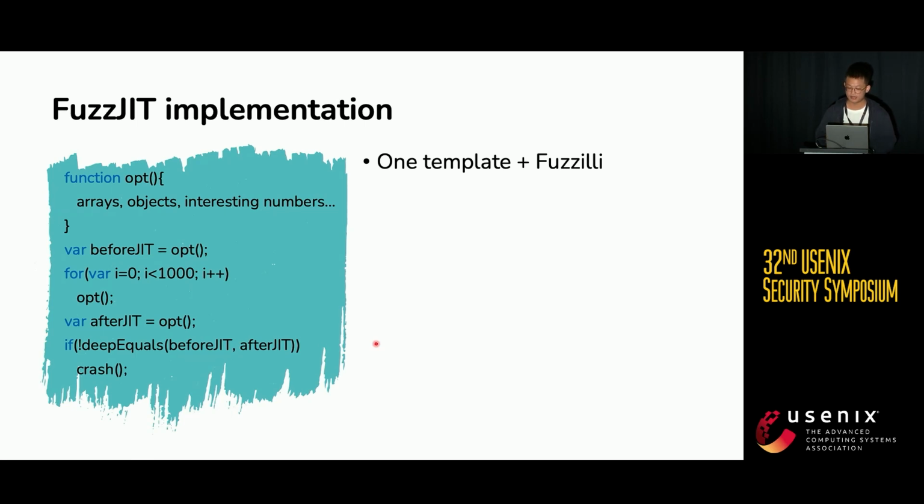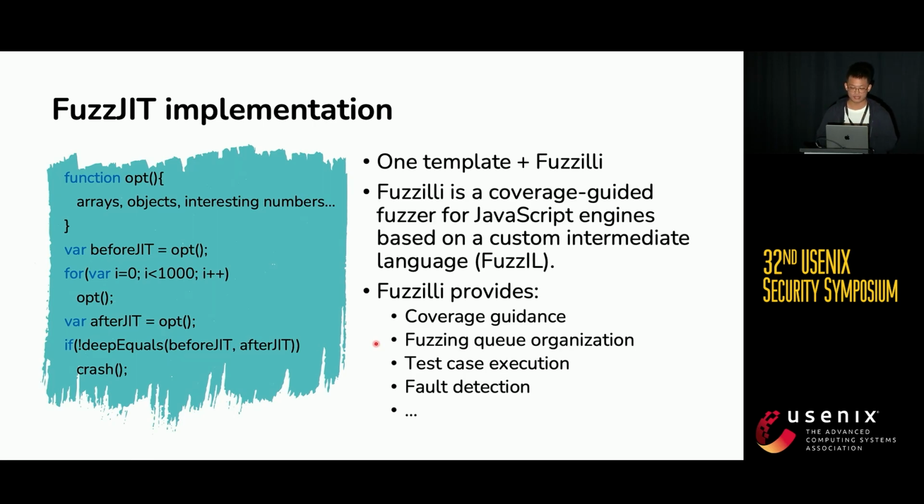For the implementation, the approach is basically a combination of FuzzJIT and one template. FuzzJIT is a coverage-guided fuzzer for JavaScript engines based on a custom intermediate language, FuzzIL. In this work, FuzzJIT provides the coverage guidance, the fuzzing queue organization, the test case execution, the fault detection, etc.